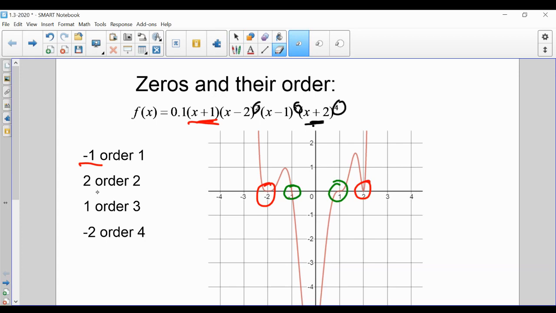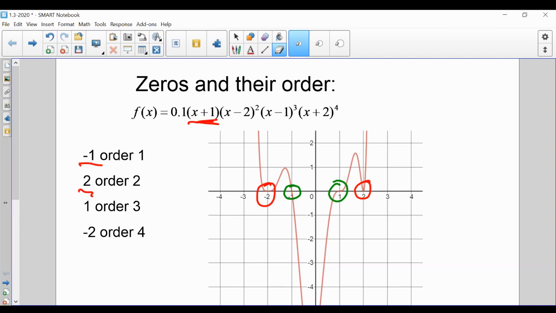On the order 2, the zero that was for the second bracket gives us this 2, and that is an order 2 because I'm raising that to the power of 2. The 1 is an order 3 because this x minus 1 is raised to the power of 3, and the minus 2, which comes from this bracket, is an order 4 because I'm raising that to the power of 4.